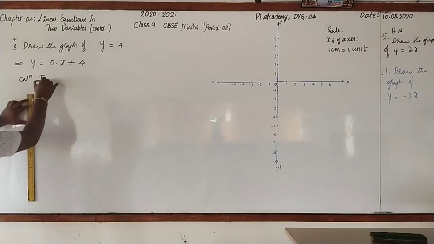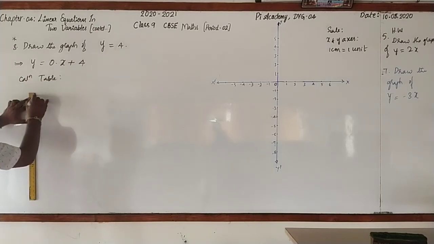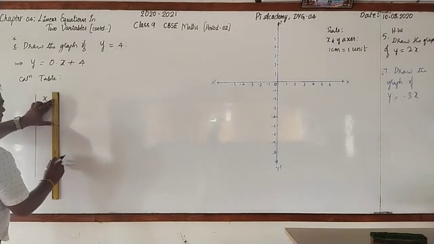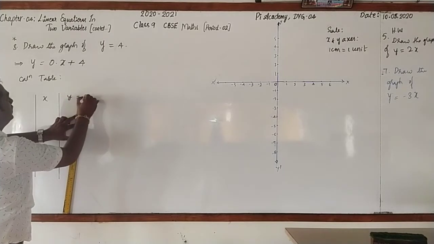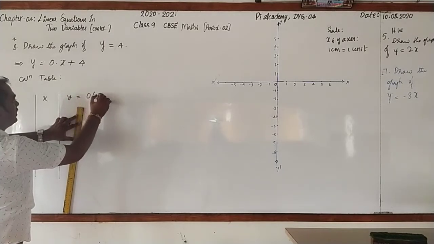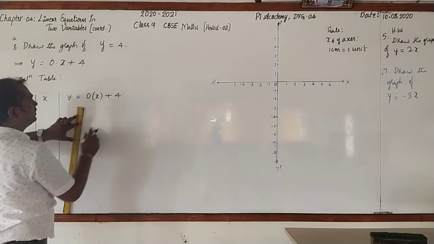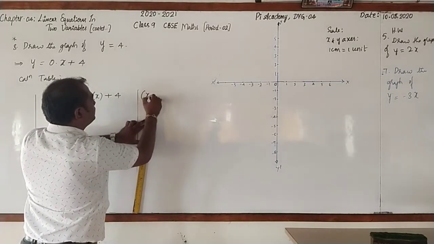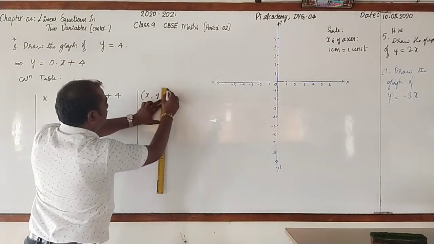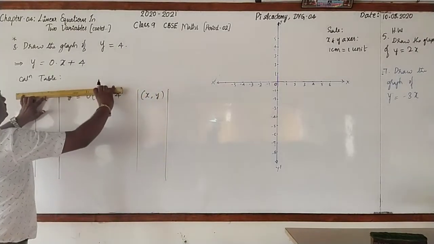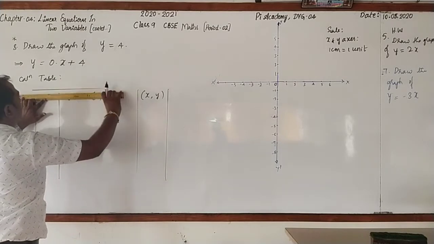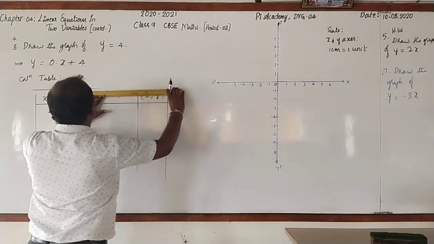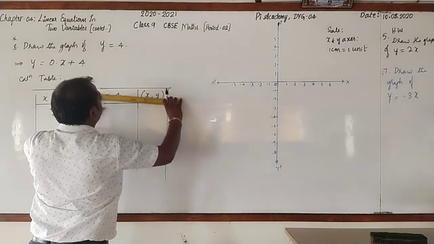Let's move on to the calculation table. Here, what is the first column? It is for x. Second column, this is y. y is 0 into x. I'll write it like this. It will be easy to understand. 0 into x plus 4. Then after that, coordinate points x comma y. Yes. Complete the table. Hope that you might have finished. Now let us go for calculation.